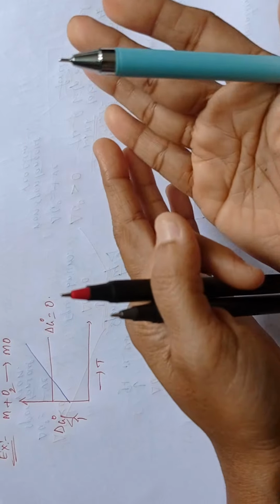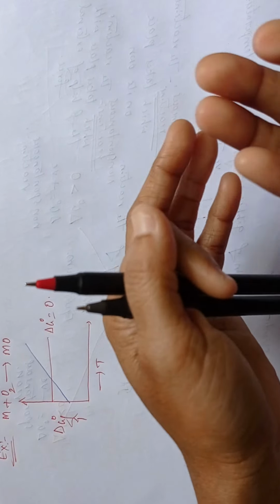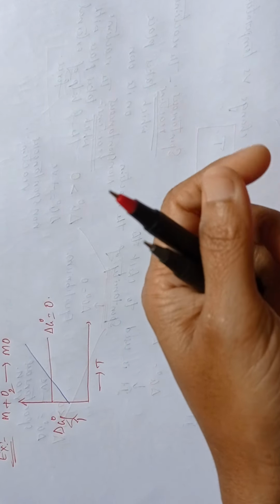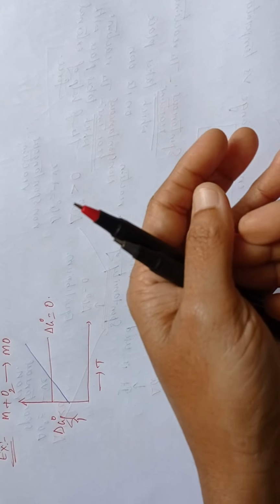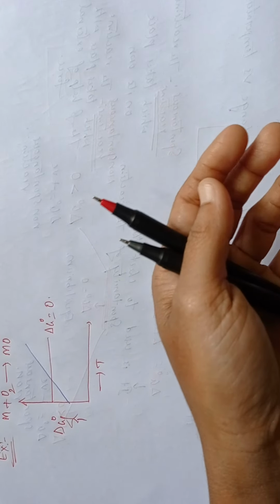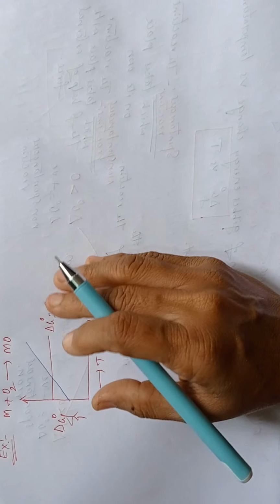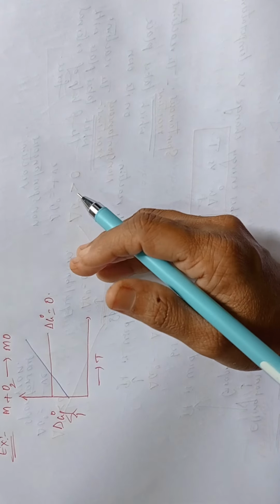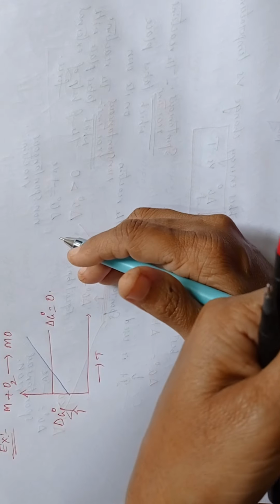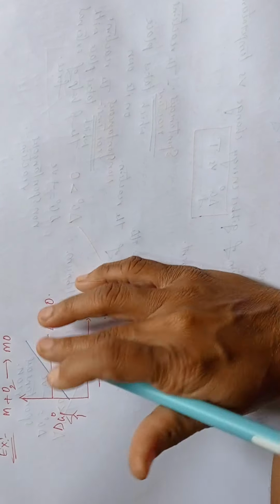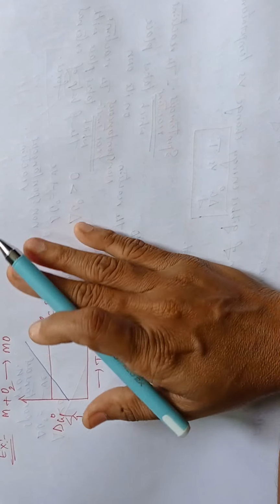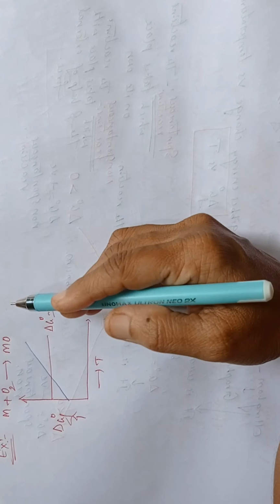In the next example, I will take three examples, students. That means carbon undergoes three different oxidations, so there you can understand. Here I'm just discussing whether the reaction is spontaneous, whether the reaction is possible or not. M plus O2 gives rise to MO. I'm not balancing it, just the reaction.